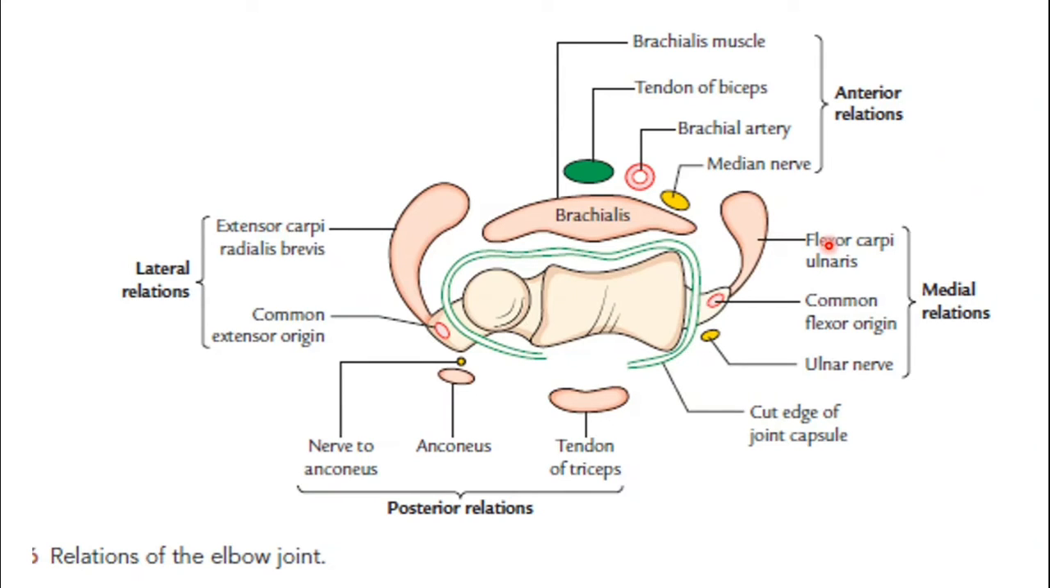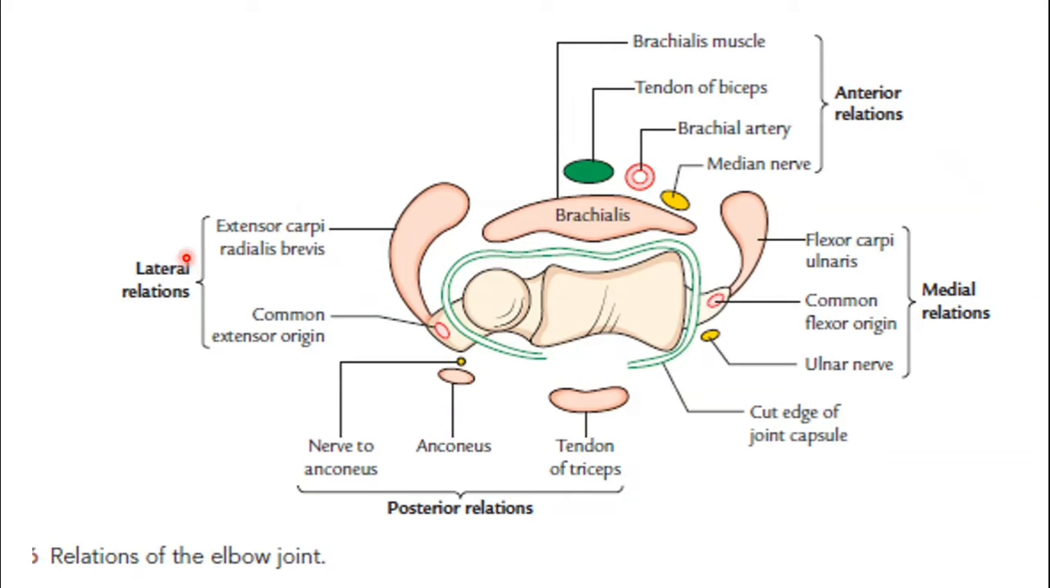Ulna. So the flexor carpi ulnaris, common flexor origin, and ulnar nerve. As I have told you that the ulnar nerve is related with the medial epicondyle of the humerus. So medial bone is the ulna, and so it is present on the medial side. Now the lateral relation of this joint is the extensor carpi radialis. Laterally which bone is present?